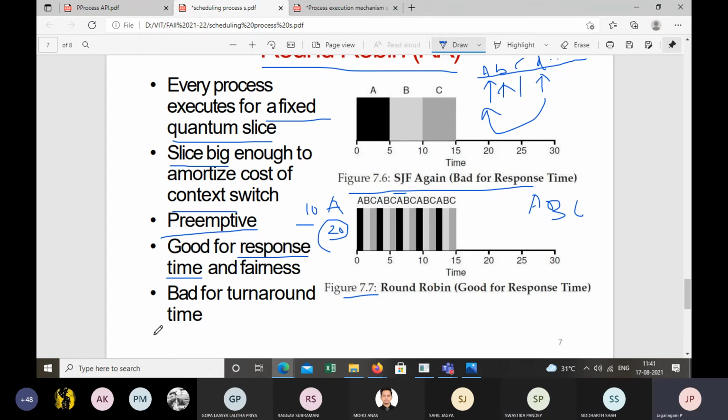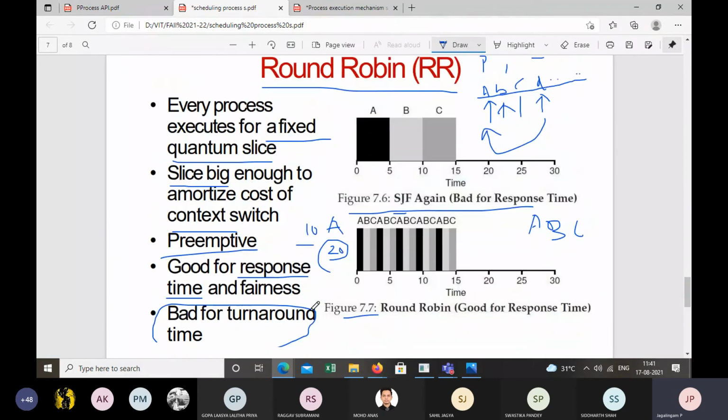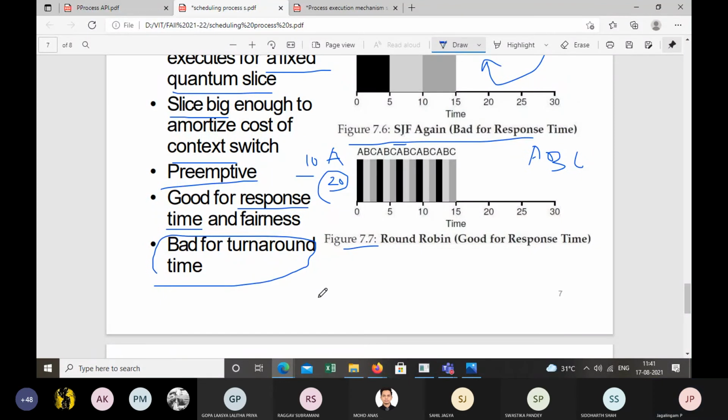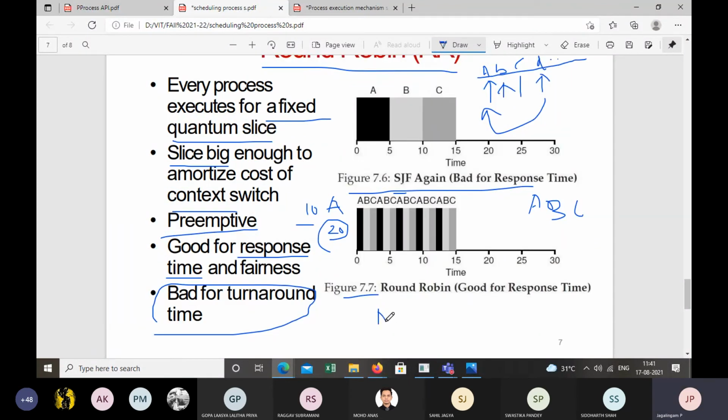Yeah, and the last topic: RR is bad for turnaround time. Why? Let's say that process A needs 20 milliseconds, process B needs 30 milliseconds, and process C needs 10 milliseconds. Now your quantum time is 2. Your quantum time is 2.